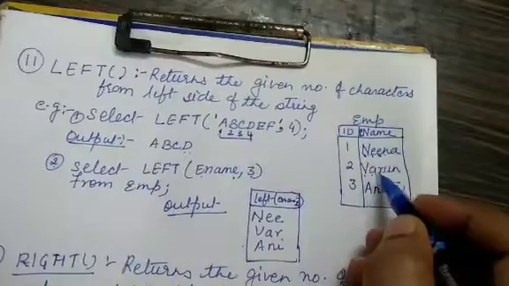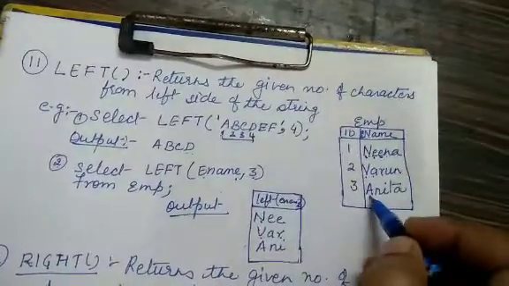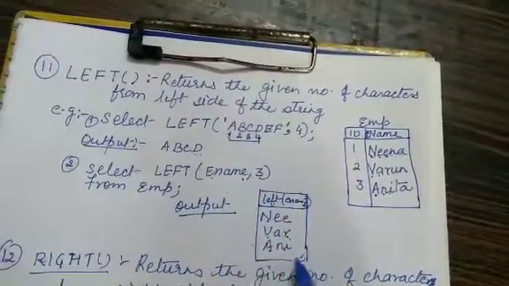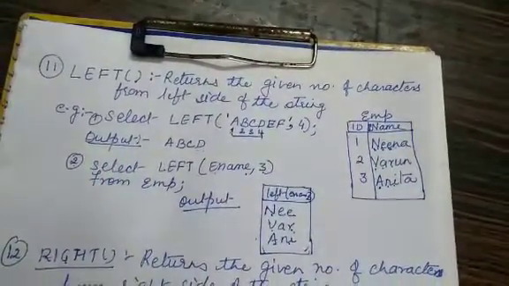The next string, 1, 2, 3. This will be the output. Next, 1, 2, 3. So this will be the output. So this is the final output.